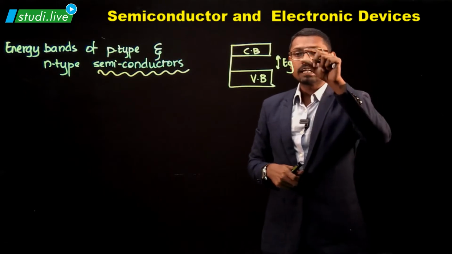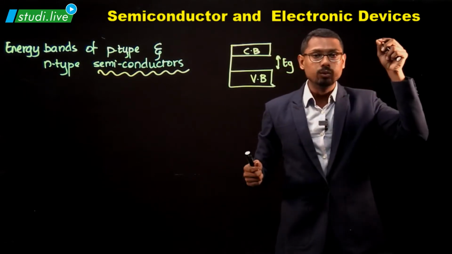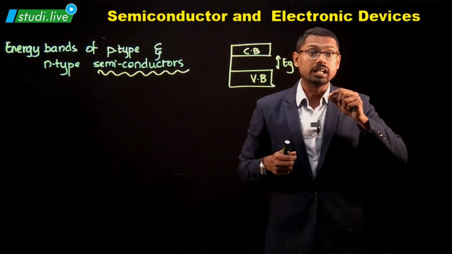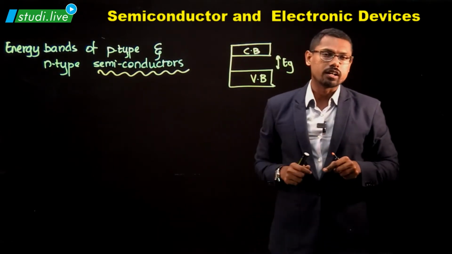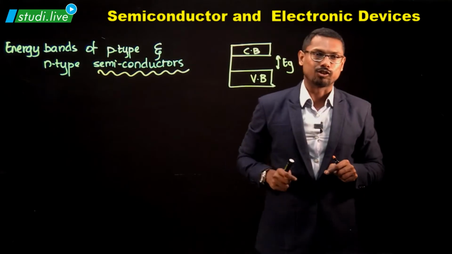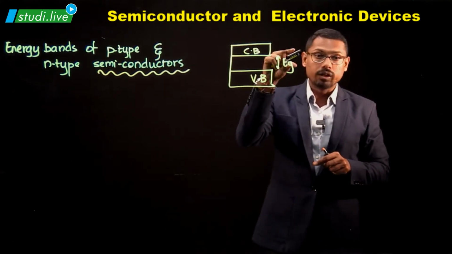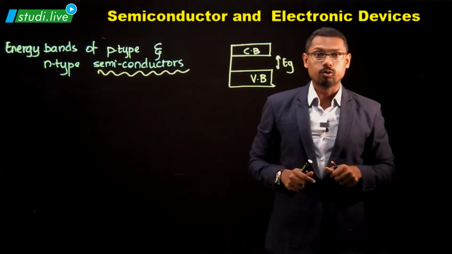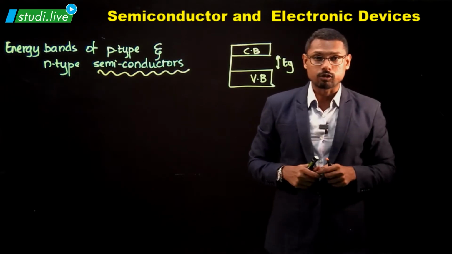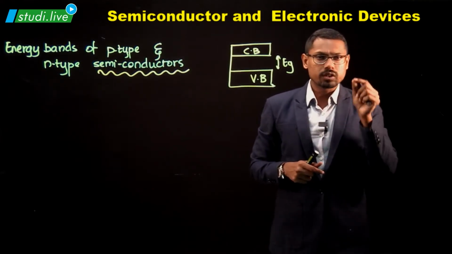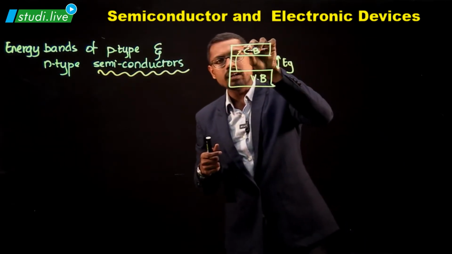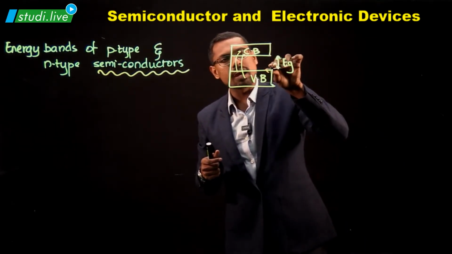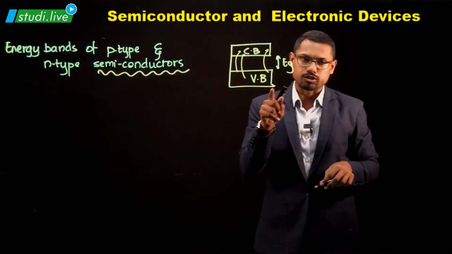For insulators, the band gap is very huge. No electron from the valence band can move into the conduction band. But for semiconductors, the band gap over here is around 1 electron volt to a maximum of 3 electron volts. And there is a huge possibility that under different conditions, an electron from the valence band can move into the conduction band and therefore conduct electricity.